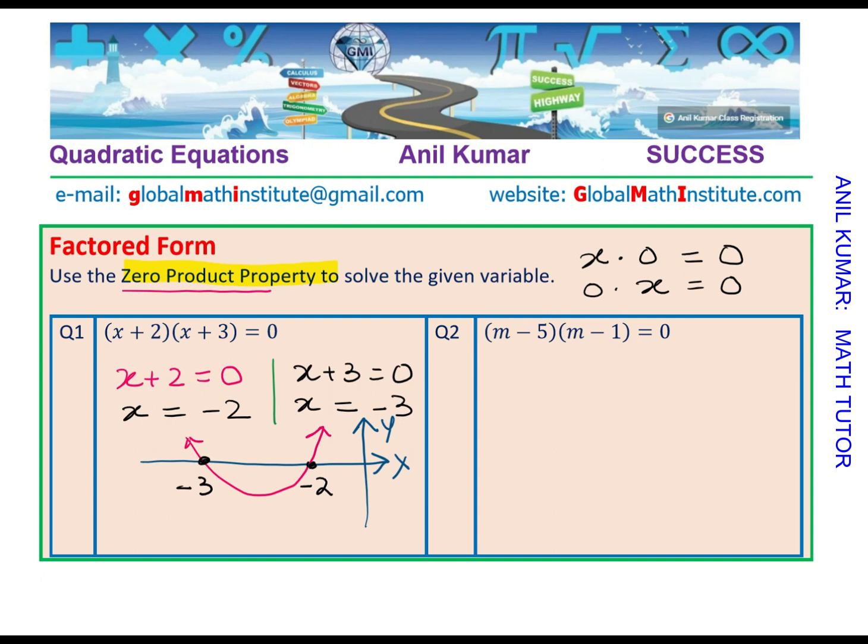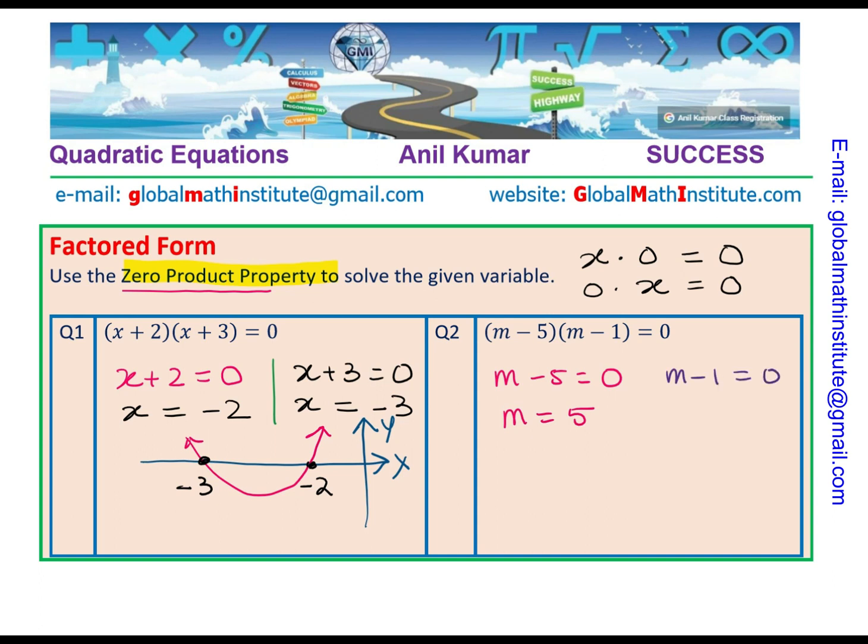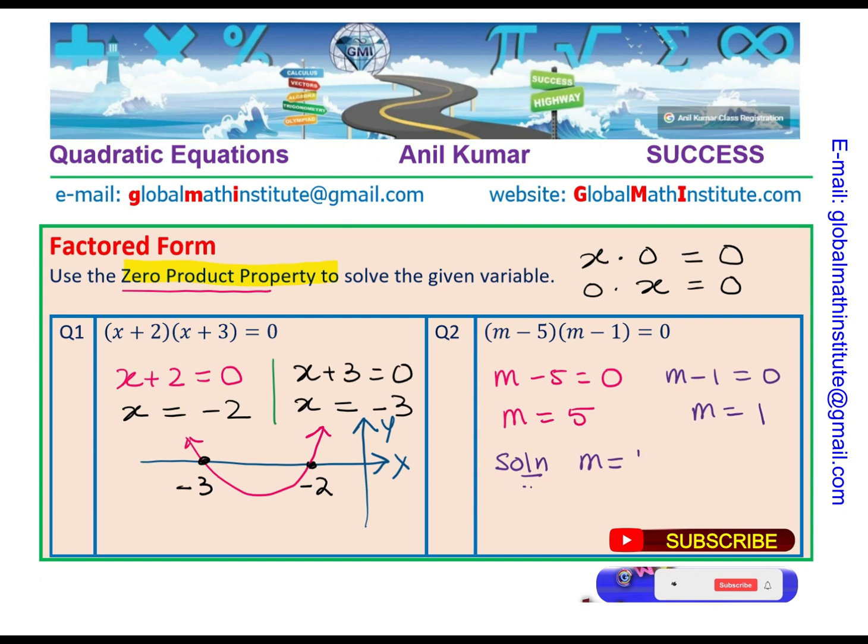We have (m minus 1) times (m minus 5) times (m minus 1) equals 0. So now the variable is m, right? So we can have m minus 5 equals 0, which means m is equal to 5. And the other solution will be m minus 1 equals 0, which means m equals 1. And therefore, the solution can be written as m equals 1 or 5. Makes sense, right?